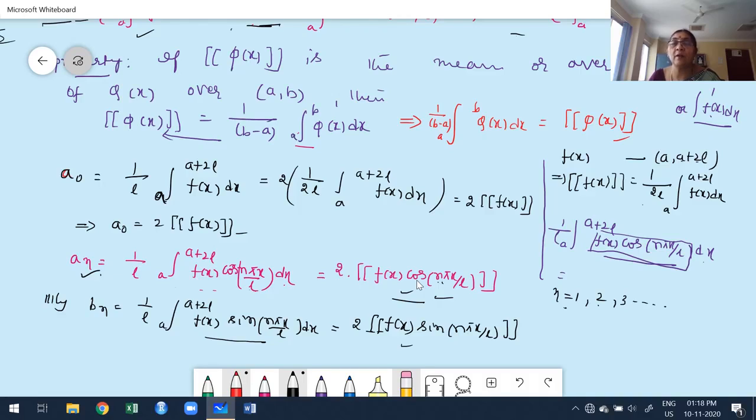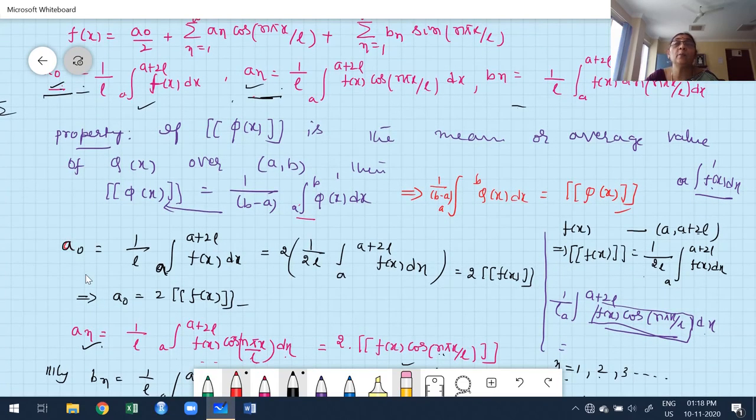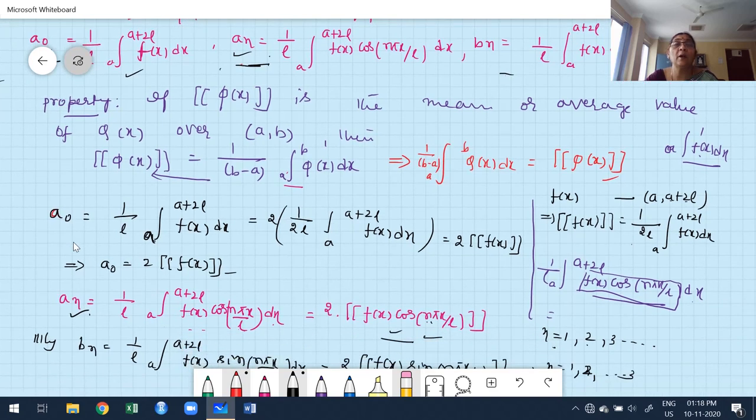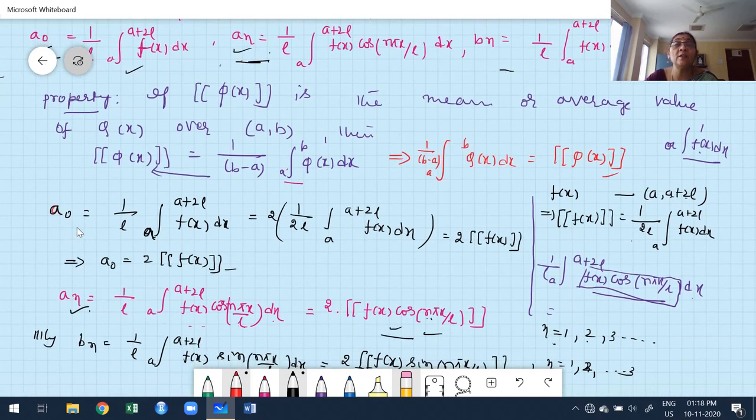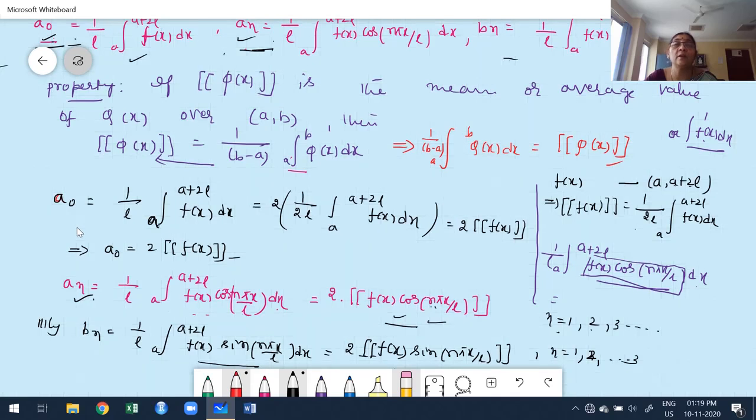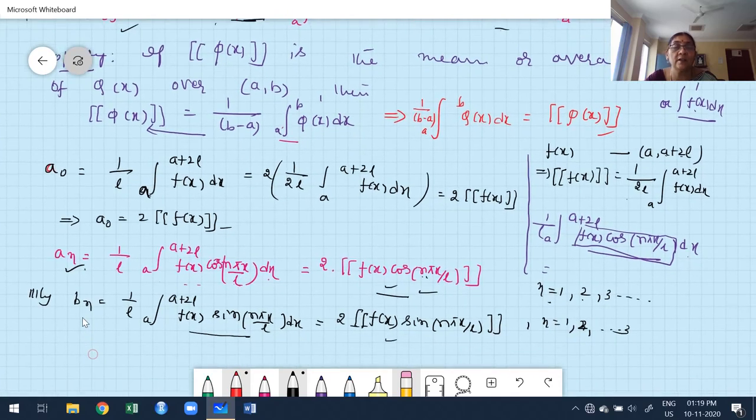This is a disadvantage, meaning we can't find a_n generally. We have to find out each and every coefficient separately, a1 separately, a2 separately, a3 separately. Similarly, the same thing happens for the b_n value also. This is a disadvantage. You can't write the Fourier series expansion generally over the interval a to a plus 2L. The only possibility here is to expand the series based on each and every Fourier coefficient: a naught, a1, a2, a3, etc., b1, b2, b3, etc.